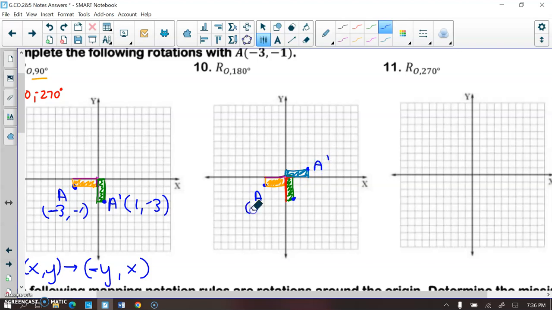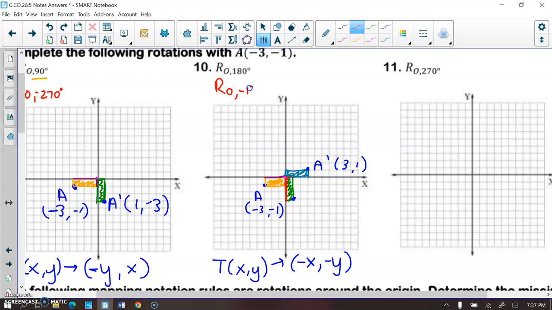So again, point A was at -3, -1. Point A prime is at 3, 1. So what happened, if I write in mapping notation, what happened is my x and y value just became the opposite of the original point. So I have a -x and a -y. Now a 180-degree rotation, whether it's written with a positive 180 or a negative 180, they're the same. So with 180-degree rotations, it does not matter whether you rotate clockwise or counterclockwise.